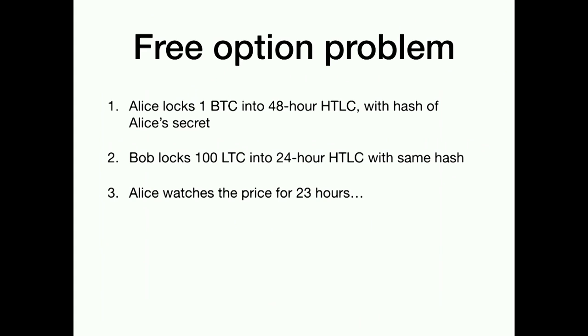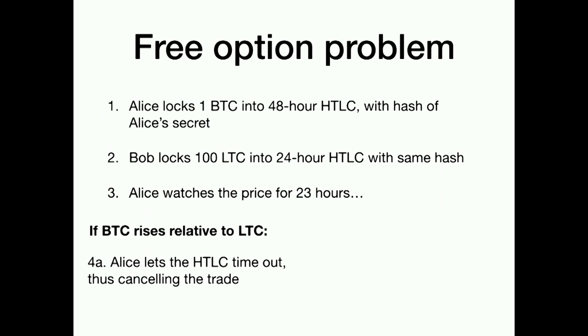The problem here is, remember, we had Alice. The path of an HTLC is that Alice first locks up hers, and then Bob locks up his. This matters when we're doing a multi-asset HTLC. Usually Alice is supposed to complete the payment immediately, but what if instead Alice just sits on CoinMarketCap and watches the price of BTC versus LTC for 23 hours? They now have a choice. If they see Bitcoin rise relative to Litecoin, that means the trade is potentially no longer economic at the price that they made it at. So they can just let the HTLC time out and cancel the trade.